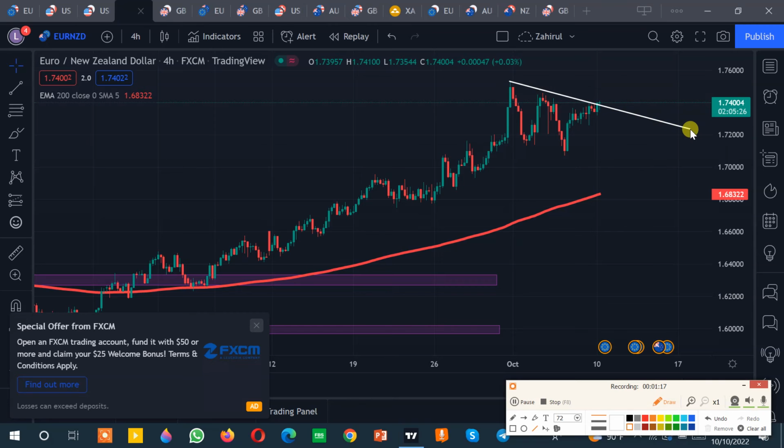This is the trend line. It's another trend line. Bullish flag. From this bullish flag, we can expect that market will come here. Market will come here, and from here we can make a buy.